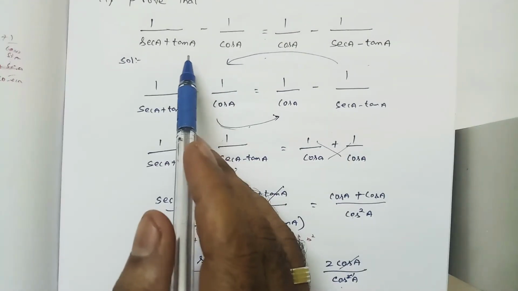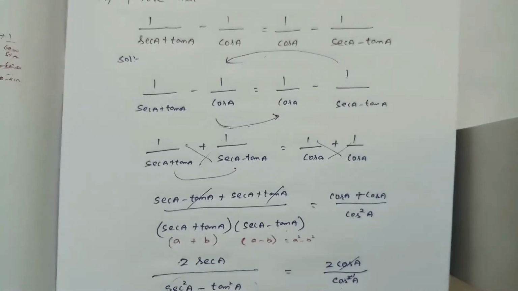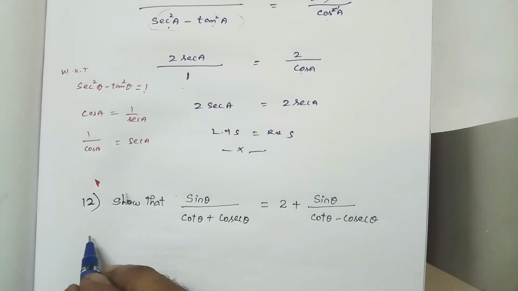This is nothing but what is it? Like terms on the same side, right? Shifting the like terms on the same side. Sum number 12, you can take this as homework.